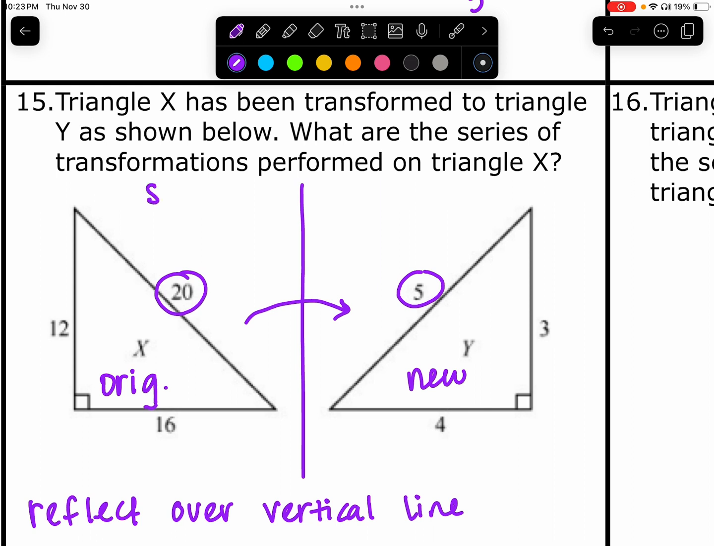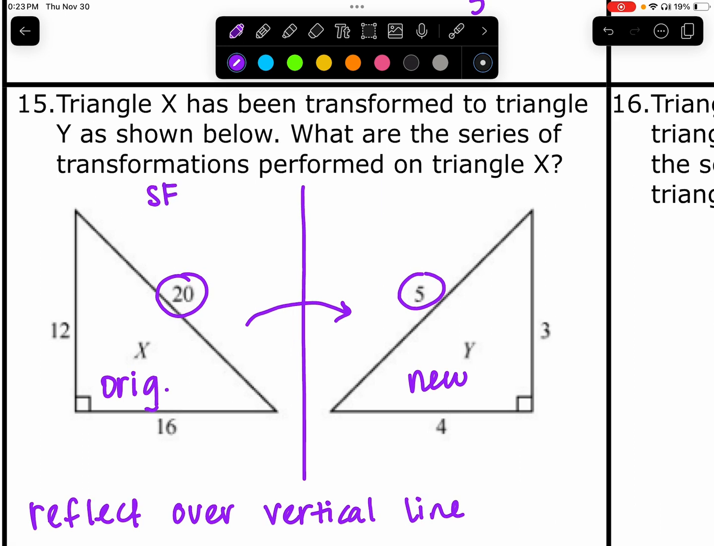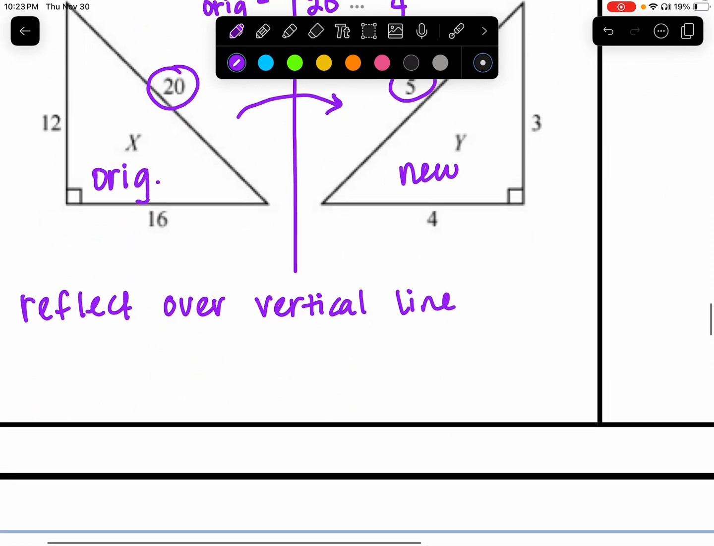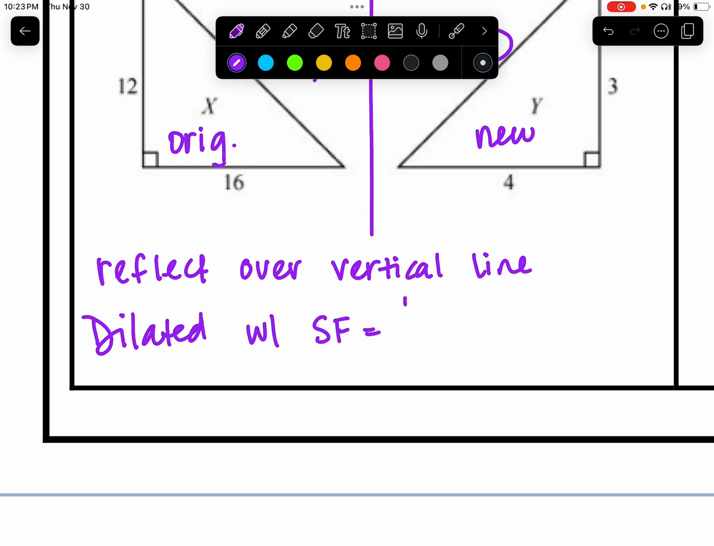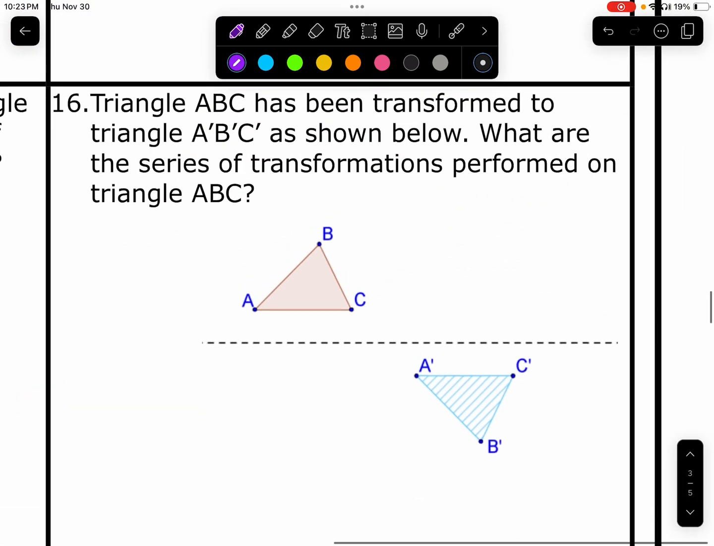So to find the scale factor, we see that there is a scale factor because it changed size. We're going to do new over old, or original, which equals, let's see, 5 over 20. So that simplifies to 1/4. So that would also be a dilation with scale factor of 1/4. Try number 16.